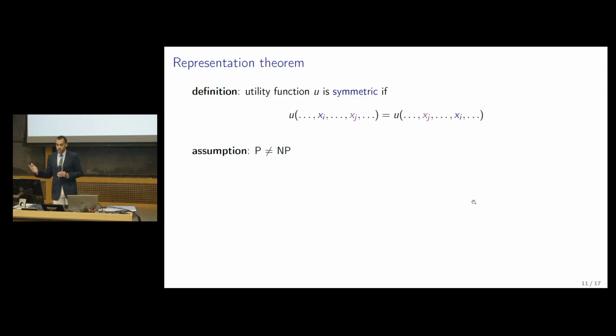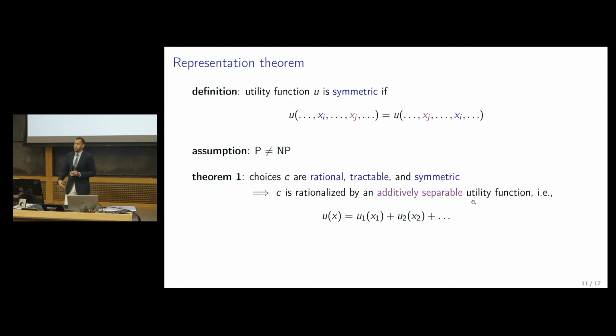I'm going to assume that P is not equal to NP. And my first theorem says that if choices C are rational, tractable, and symmetric, then they can be rationalized by an additively separable utility function. Okay, and additive separability is just defined right here. Now, just to be clear, we started with basically any symmetric utility function, and we added tractability, and then we got to additively separable utility functions, which is a pretty small subset of all symmetric utility functions. So in that sense, we can use tractability in conjunction with existing economic assumptions that we might view as innocuous to get very strong restrictions and much refined predictions relative to what we would have had otherwise.